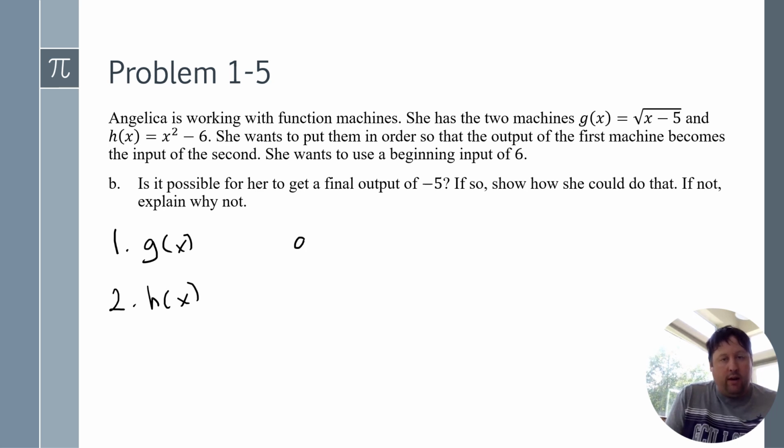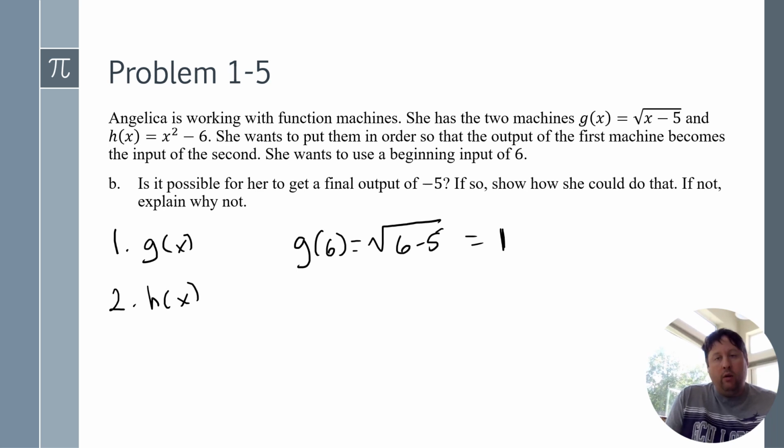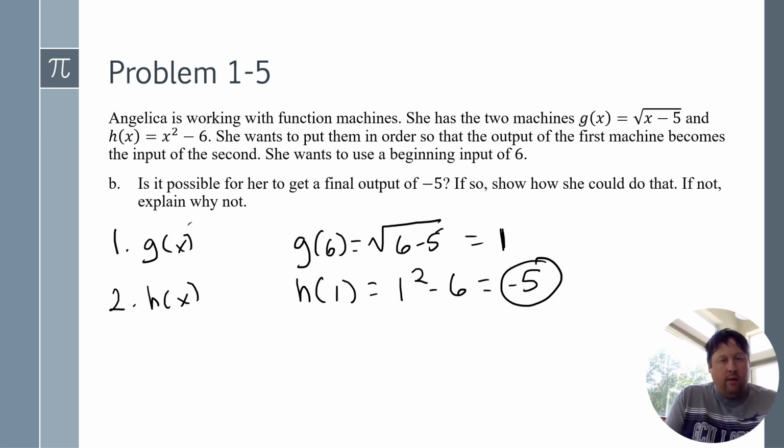So let's start with g of 6. So that gives me the square root of 6 minus 5. So 6 minus 5 is 1. The square root of 1 is 1. Now let's let h's input be 1. So I get 1 squared minus 6. So 1 squared is 1. 1 minus 6 is negative 5. That's what I want. And so that is the order I should put those in to get that output.